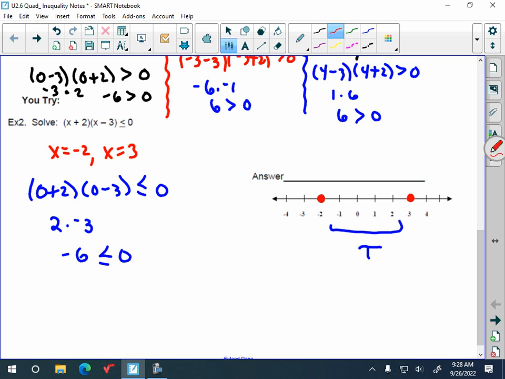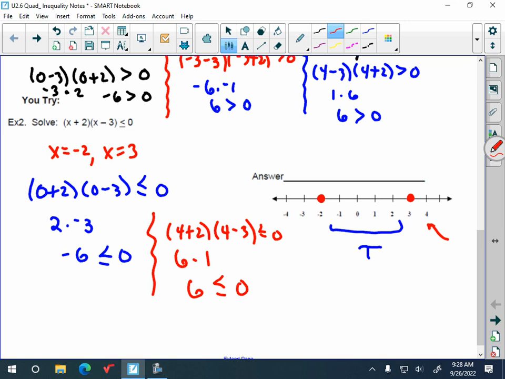Right? So again, I can test just to make sure. I'll use +4 as my test point. Right? So 4 plus 2 times 4 minus 3. So that's 6 times 1, which is 6. 6 is less than or equal to 0. That's false. Okay. So my true area, or the interval, is right here. And so now I have to give the answer in interval notation. Right, so this is going to be from -2 to +3.